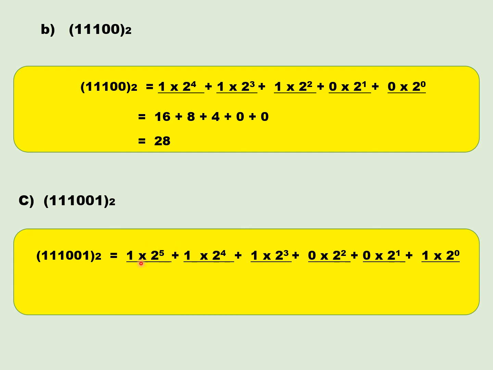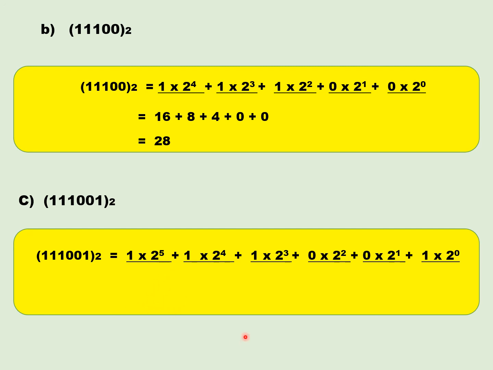Here, if it is having 6 digits, you need to start from 2 raised to 5. So 1 into 2 raised to 5 plus 1 into 2 raised to 4 plus 1 into 2 raised to 3. The remaining 2 digits are 0. So 0 into 2 raised to 2, 0 into 2 raised to 1, and the last digit is 1 again. So 1 into 2 raised to 0. We will see the answers for 2 raised to 0, 2 raised to 1, 2 raised to 2, 2 raised to 3, 2 raised to 4, 2 raised to 5.